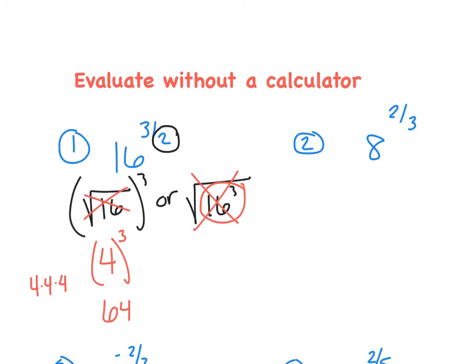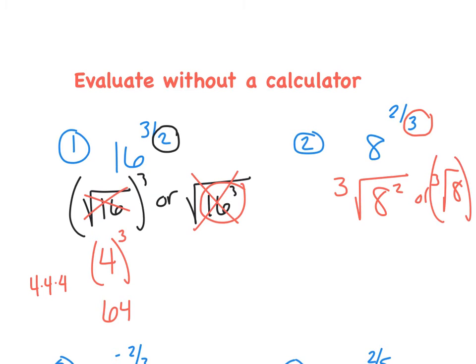8 to the 2/3. So again, I always start by saying, what is the root? So I'm going to say this is the cubed root of 8 squared. Or you could say the cubed root of 8 and square the whole thing. Remember, it doesn't matter. So now what's easier? Well, again, that's a personal preference. Do you want to take the cubed root of 8 first, or do you want to square 8 first? It doesn't matter. And watch, I'll show you both ways.